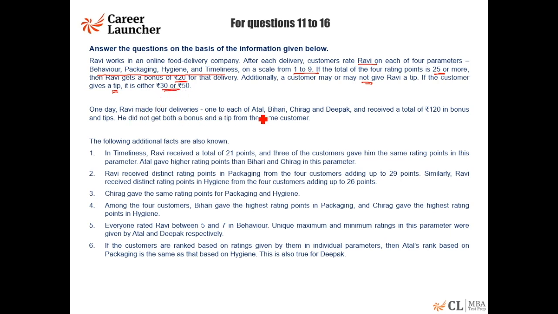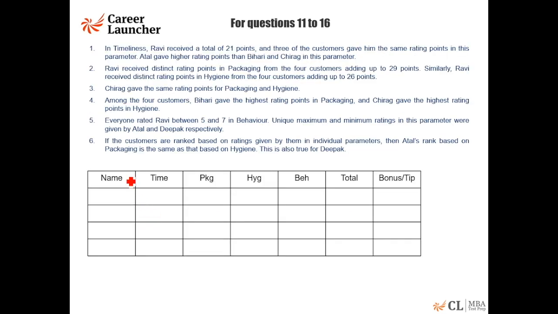One day, Ravi made 4 deliveries, one each to ABCD, and received a total of rupees 120 in bonus and tips. He did not get a bonus and a tip from the same customer. Then we have the data given to us. Now, obviously, this is a data set in which we need to make this kind of a table: the name of the person, the rating points in each of the 4 parameters, the total rating points, and either the bonus or the tip amount, as the case might be.